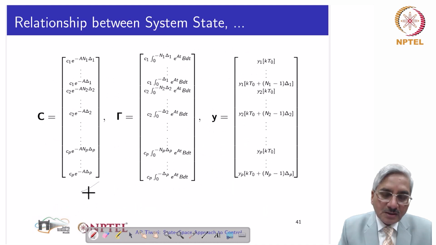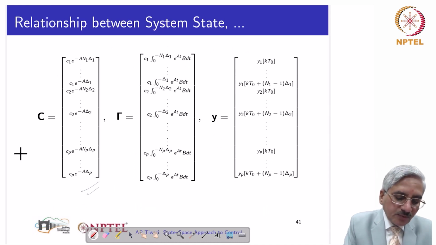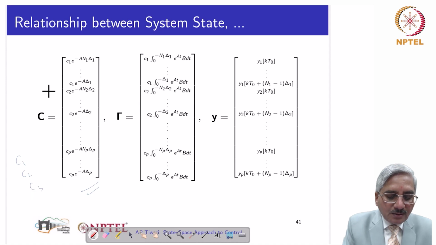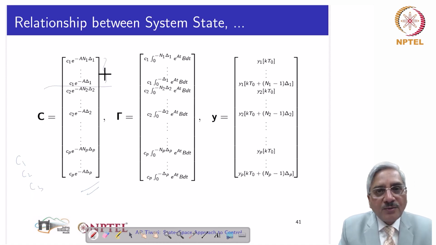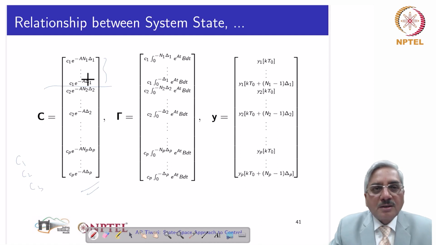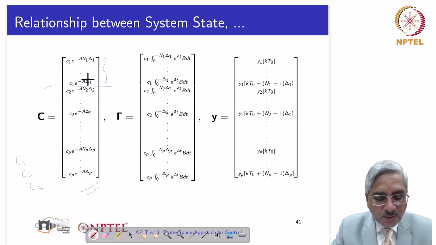So these are the relations we recall, and of course for this system it will be C1, C2 and C3 only. Here there were N1 rows, and since there is only one output, we have C1 e power minus A delta, C1 e power minus 2 A delta and C1 e power minus 3 A delta.